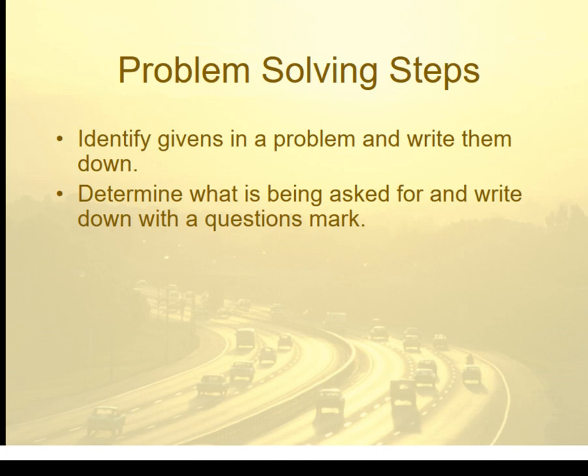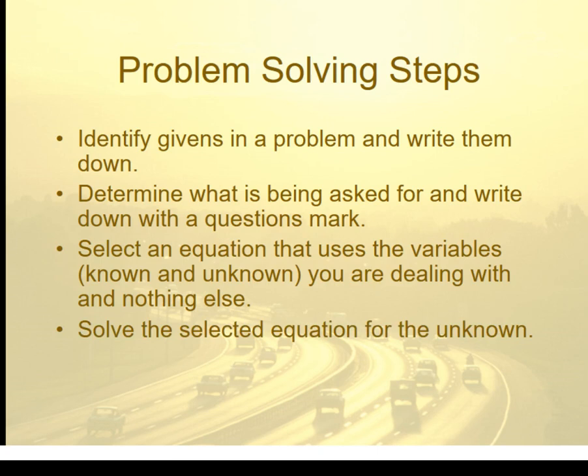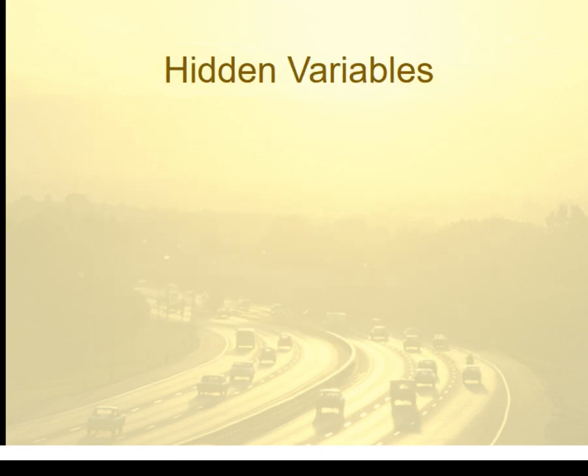So identify what the givens are in the problem, write them down, determine what is being asked for, write it down with a question mark, select an equation that uses variables known and unknown that you're dealing with. Sometimes you might pick the wrong equation, might go down a blind alley, realize halfway through that's not what you want to do. That's okay, that's normal, that's physics. Come back, figure it out, solve the selected equation for the unknown, fill in the known values, and write your answer with the units.